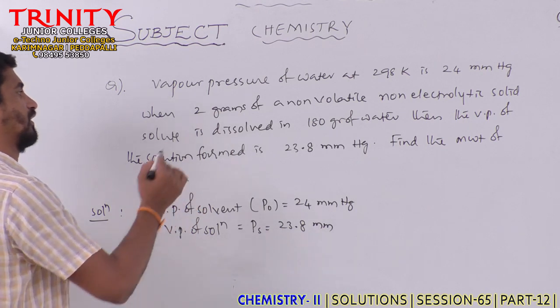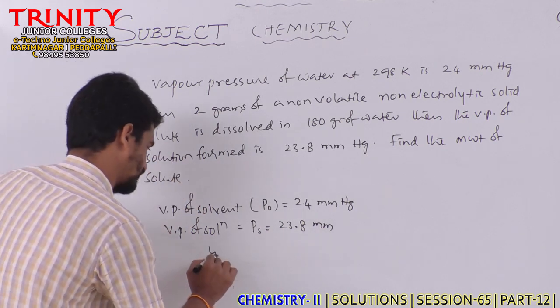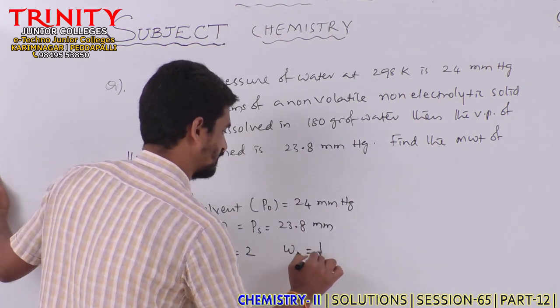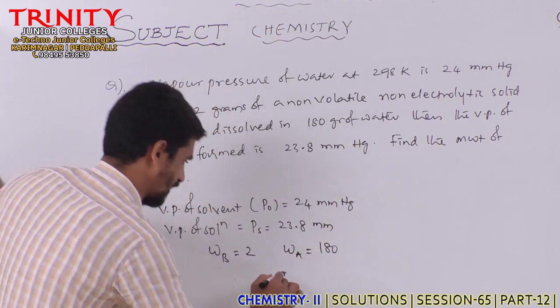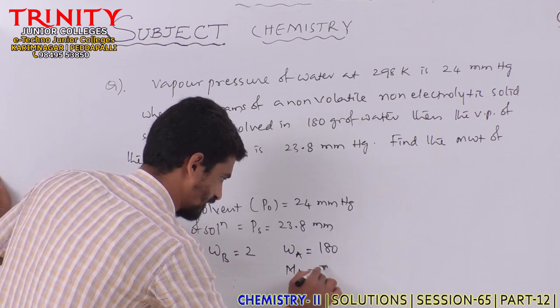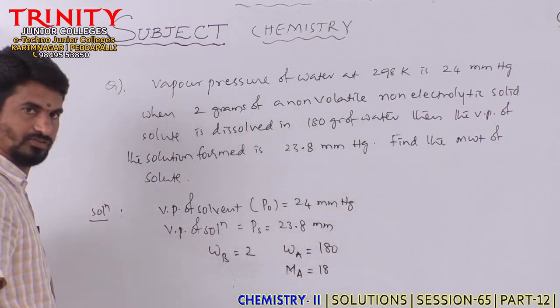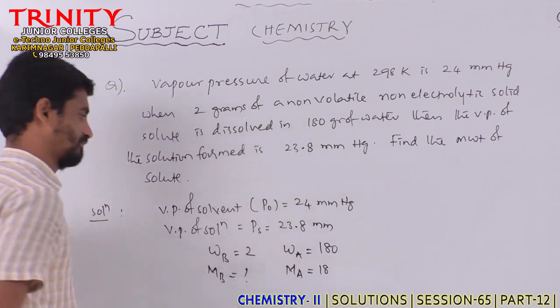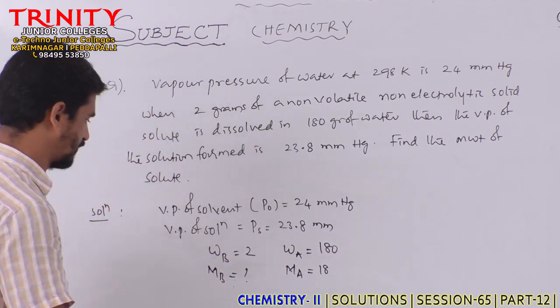Now what else is given? Weight of solute is given, 2. Weight of solvent is given, 180 grams. And molecular weight of solvent, water, is 18. Molecular weight of solute is what we need to find. Clear? So now from this what can you say?